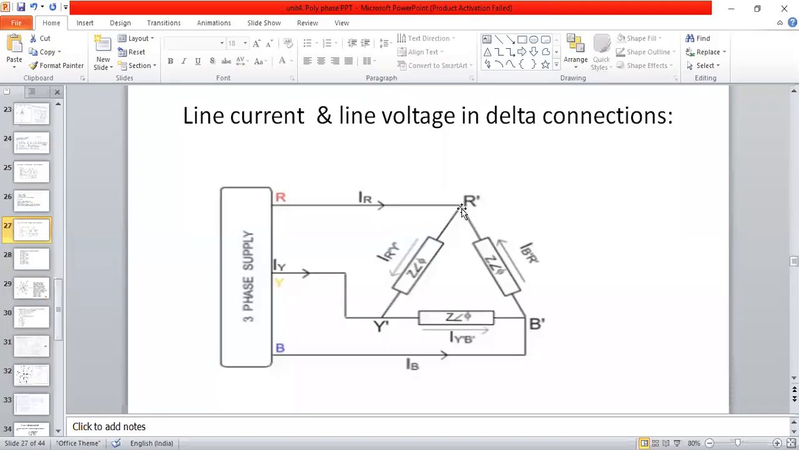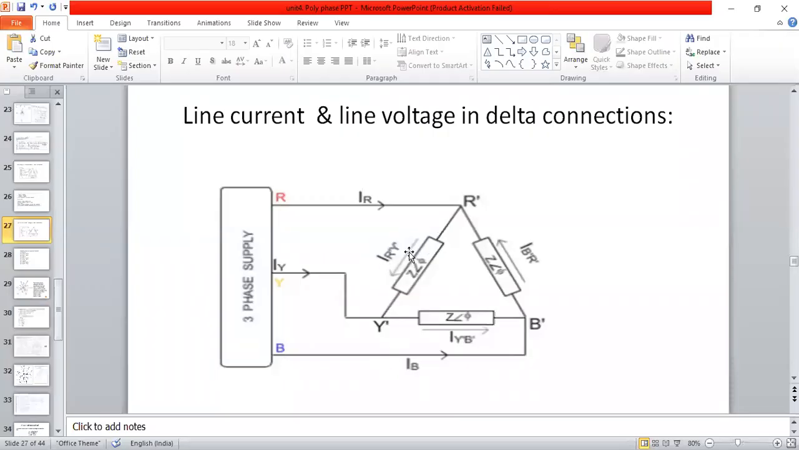The current flowing from R dash to Y dash, that one we are going to consider as I R dash Y dash, and Y dash to B dash, that is I Y dash B dash, and B dash to R dash, that is I B dash R dash. Is it clear? Current direction, this one. In the circle it is flowing R to Y, Y to B, B to R, with dashes. So IR, IY, IB, these three are the line currents. IR is the current from the line R, IY from the line Y, IB from the line B.